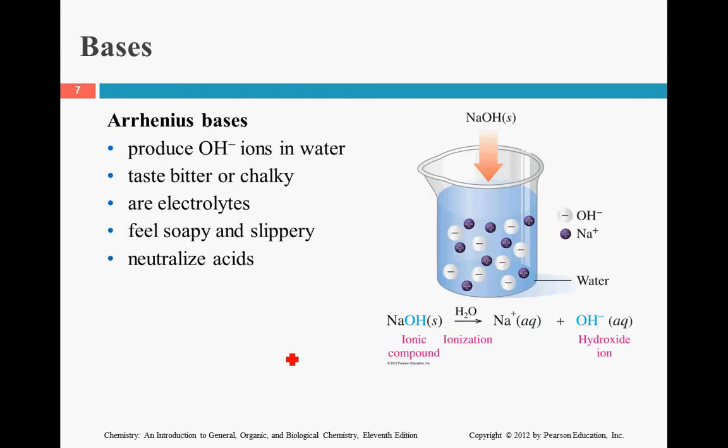Now let's talk about bases. According to Arrhenius, bases produce OH- in solutions. So we're talking things like NaOH, Ca(OH)2, Mg(OH)2. No matter what, they have OH there. According to this particular definition, that has to occur.